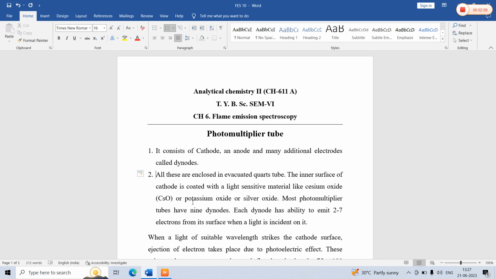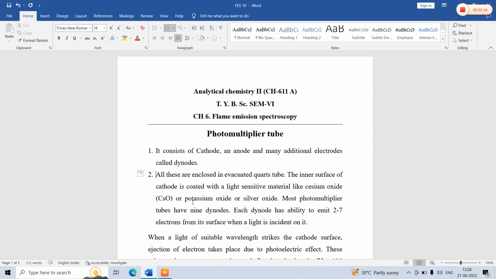The inner surface of the cathode is coated with a light sensitive material like cesium oxide, that is Cs2O, or potassium oxide or silver oxide. The cathode surface is made from one of these three components: cesium oxide, potassium oxide or silver oxide. These oxides are sensitive to photons, or you can say light. Most photomultiplier tubes have 9 diodes, so mostly in the PMT 9 diodes are placed.